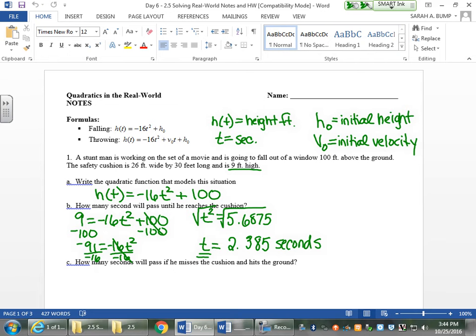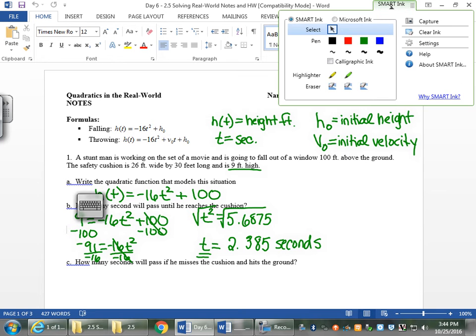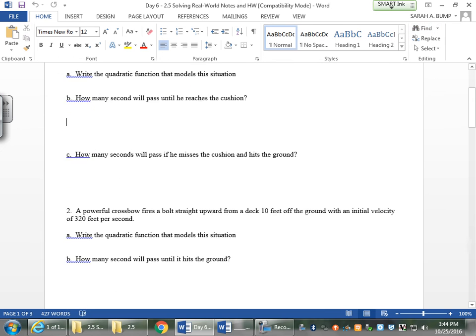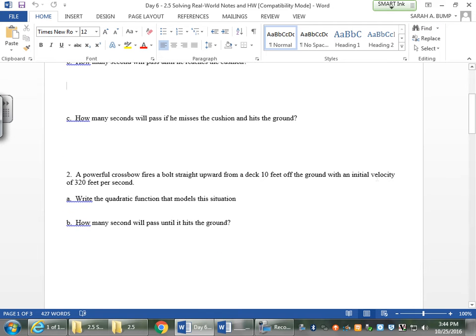We're going to repeat this problem again, but we're going to be a little cruel. Instead of hitting the cushion, when he fell, he missed the cushion. They didn't put it exactly where it needed to go, and he's going to hit the ground instead. I'm going to erase this so I can scroll down. Any question that says hits the ground means the height is at 0. Ending height is at 0 on the ground.